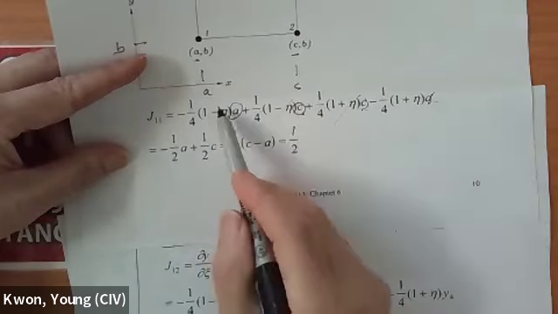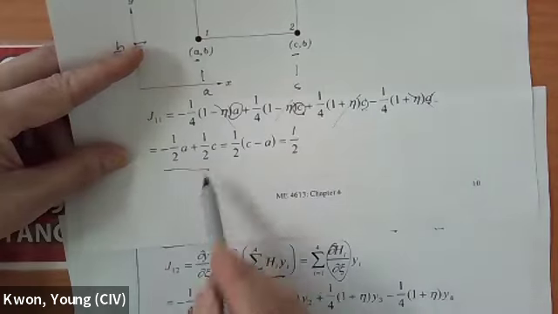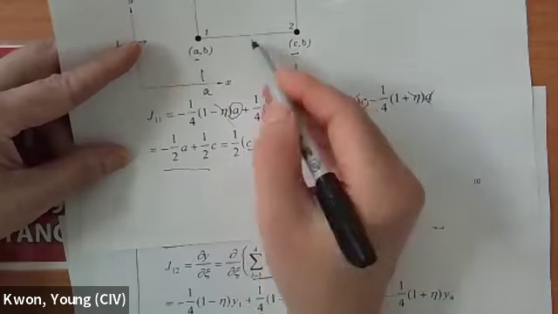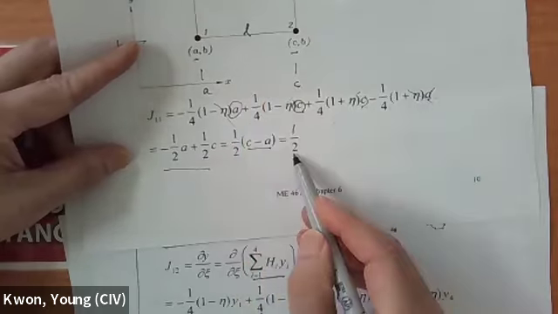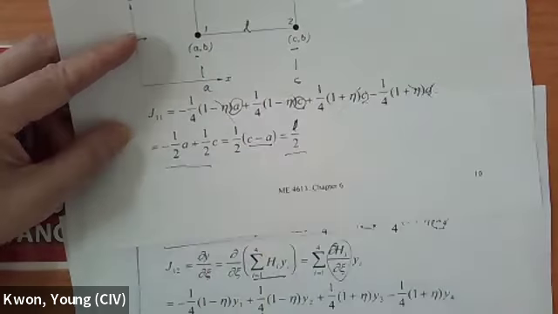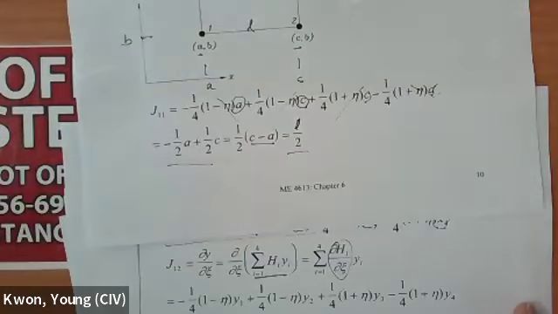Okay. And if you look at that one, then you can see that this cancel out, and this cancel out. So what you get is going to be only this one, which is going to be 1/2 C minus A, which let's say this is the length L, then L over 2. So J11 is going to be constant. Okay, for rectangular element.